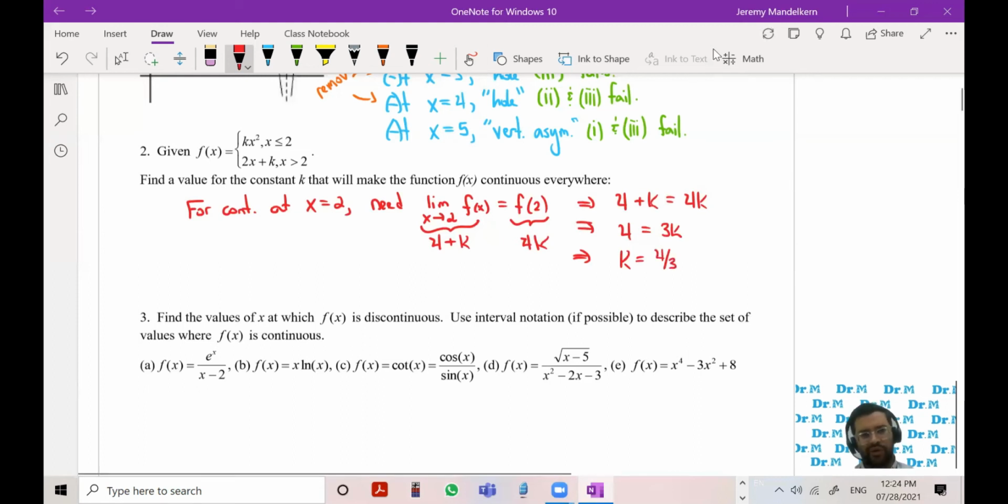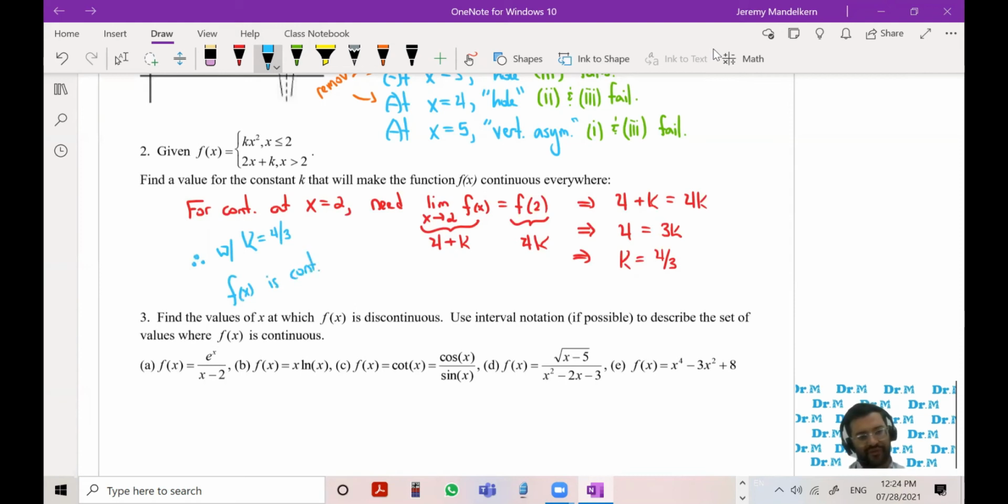Okay, and that will be the value for k so that the function is continuous at x equal to 2. We argued that the function is continuous elsewhere, so we can now conclude that by choosing k to be 4/3, the function will be continuous everywhere. So with k taken to be 4/3, we have that f of x is continuous, period. Continuous meaning continuous on its whole domain, which would be the whole set of real numbers in this particular case.